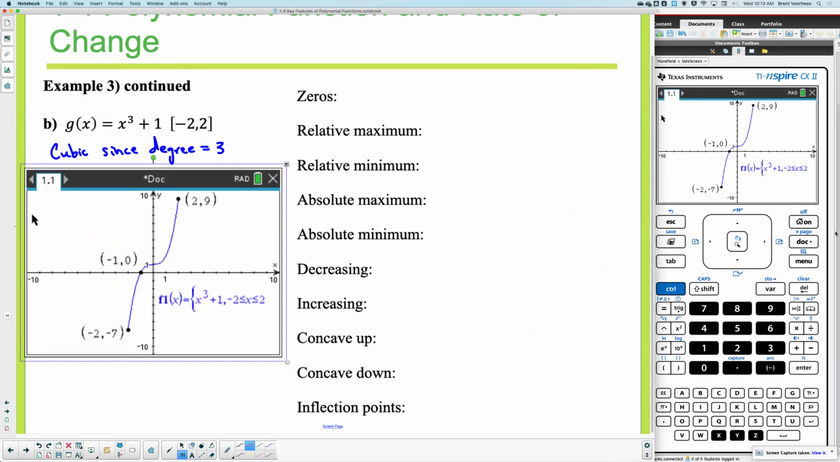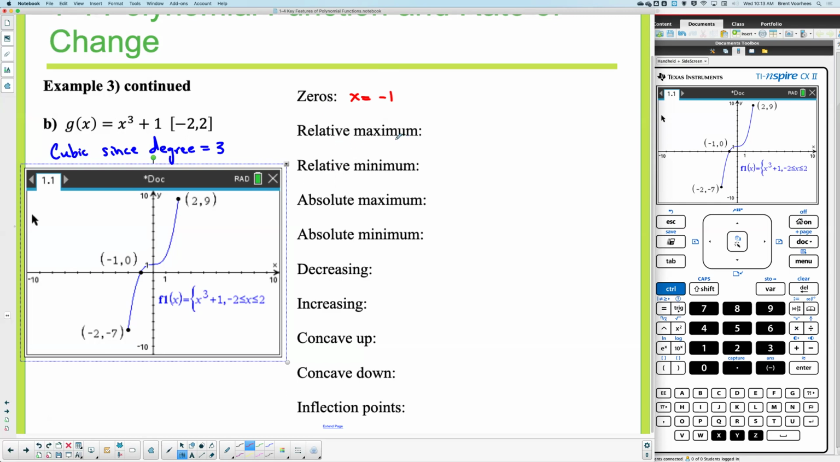Do we have zeros? You said yes. How many zeros do you see? 1. So how do you write answers for zeros? X equals -1. The reason you can write this way is we know the y has to be 0. You don't have to tell it the y, because if it's zeros, it's telling you the y is 0.